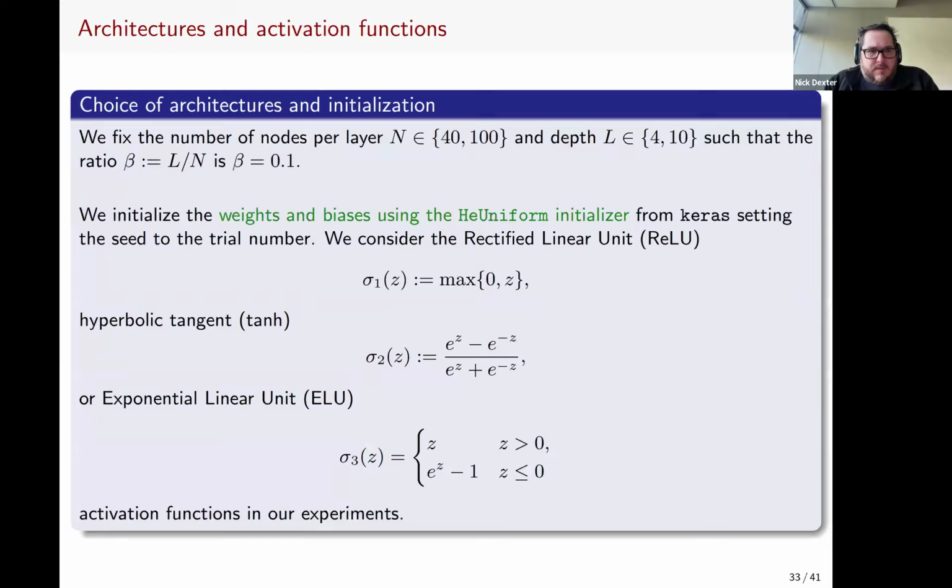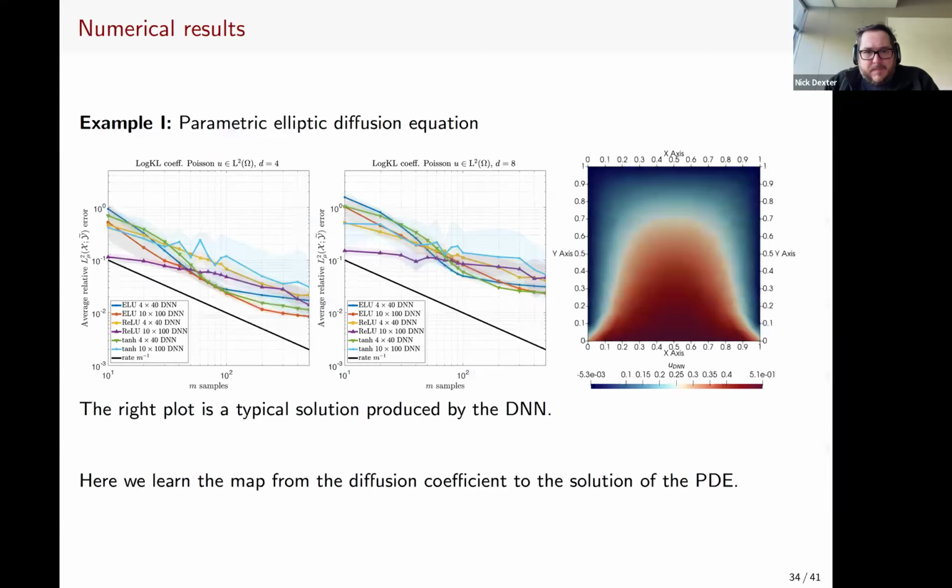Here we fix the number of nodes per layer, either 40 or 100, and the depth, either 4 or 10, such that the ratio L over N is 0.1. We initialize the weights and biases using the standard He uniform initializer from Keras, setting the seed to the trial number, and consider the rectified linear unit, hyperbolic tangent, and exponential linear unit activation functions in the experiments.